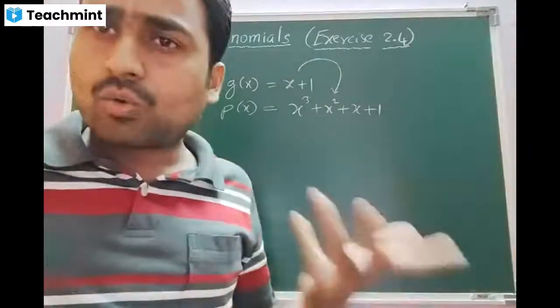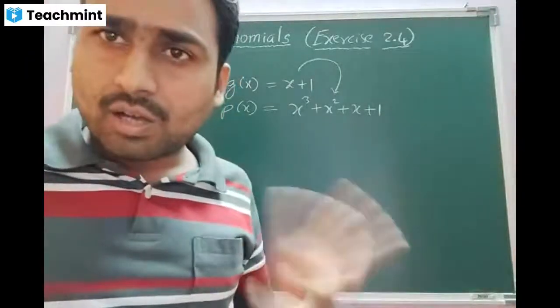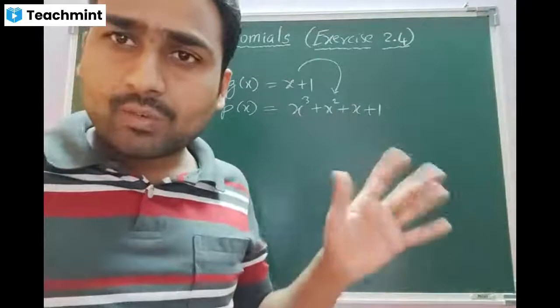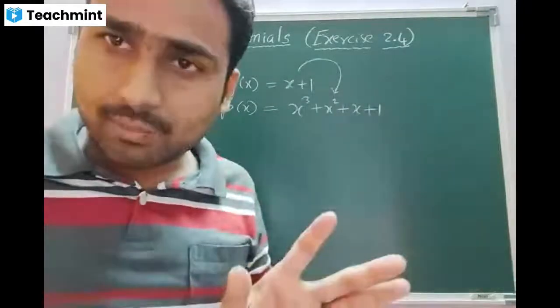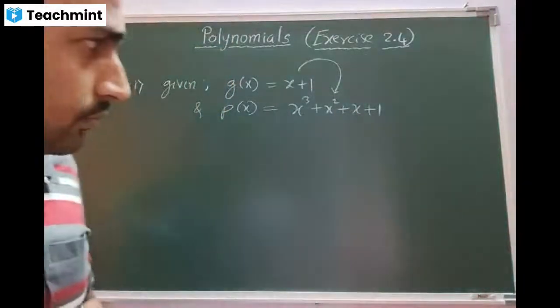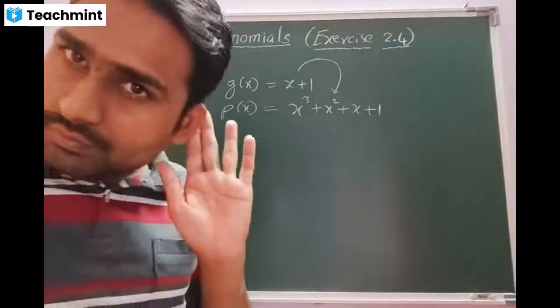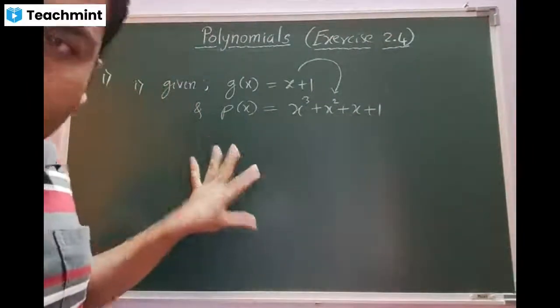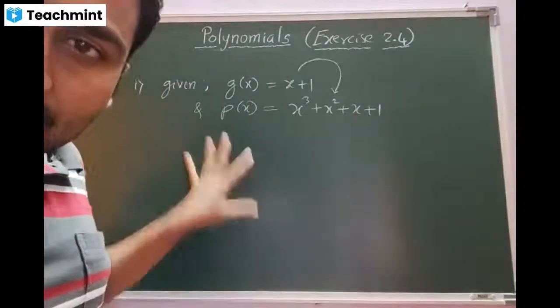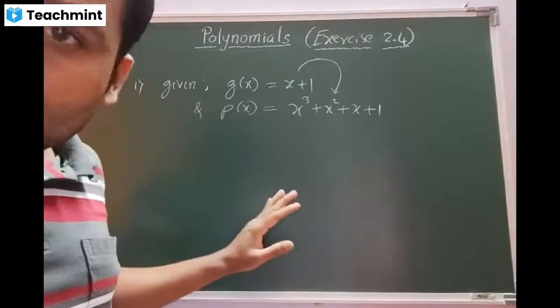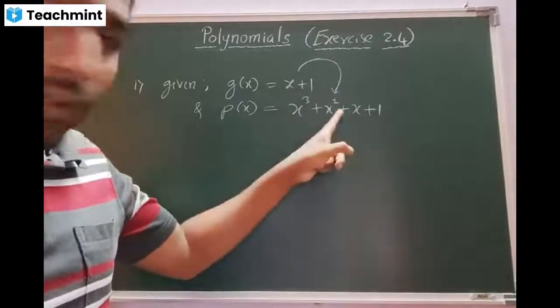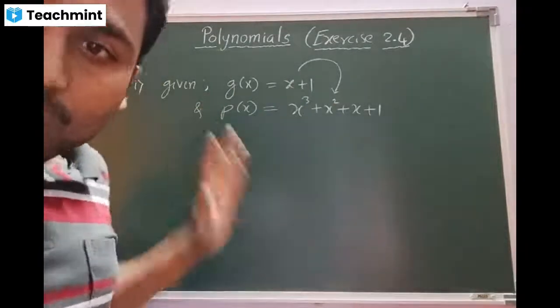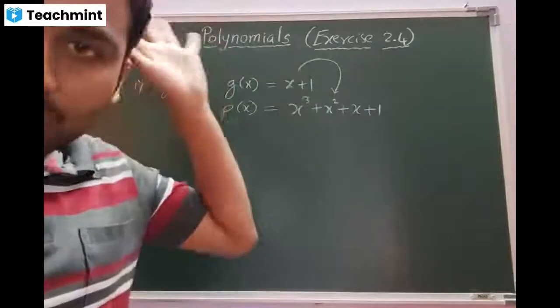Obviously, the question arises how it will be done. Beta, it will be done with the help of the factor theorem. First, we will find the remainder here. If the remainder comes 0, this will be the factor for this. If the remainder is not 0, this will not be the factor for this. Clear, beta?